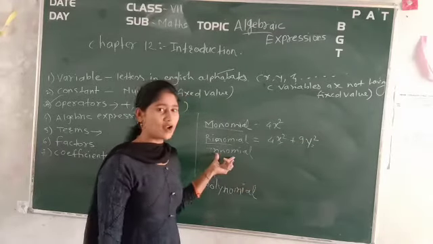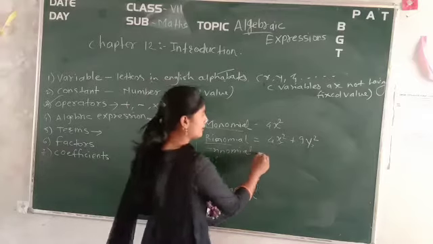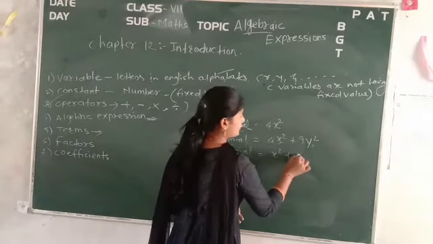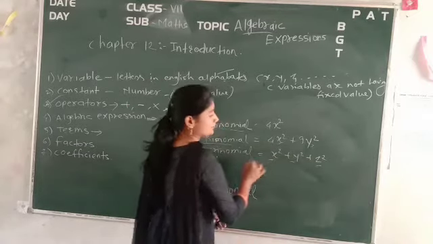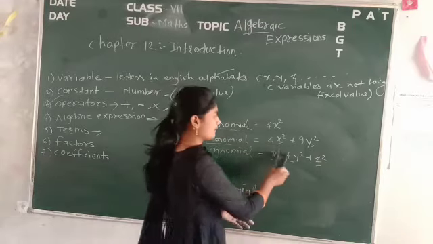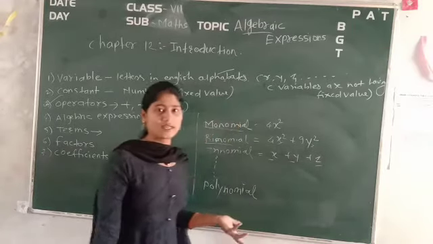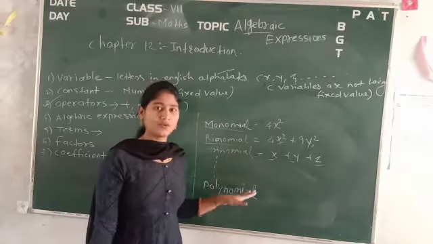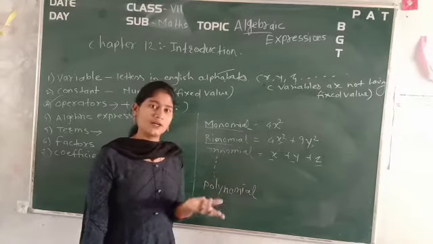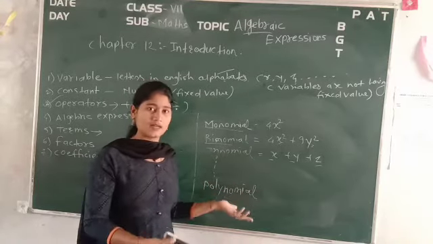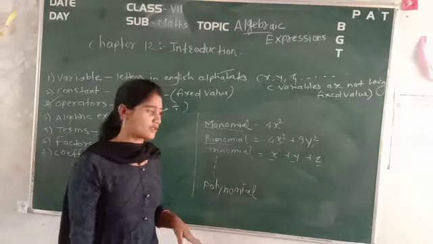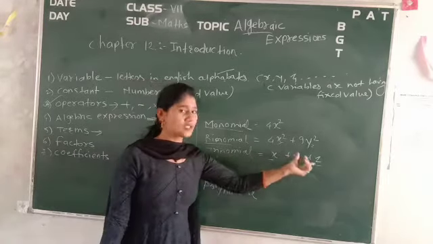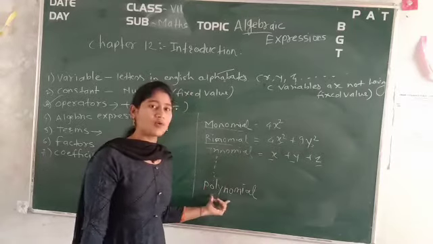What is a trinomial? Having 3 terms, like x square plus y square plus z, or even x plus y plus z. No need to take the degree also. If they give it to you, or if you are taking it yourself, it's your choice to take degree 1, 2, quadratic. Having 3 terms means trinomial.